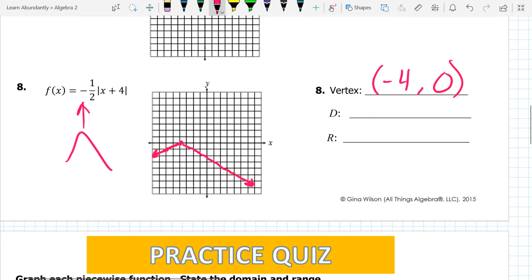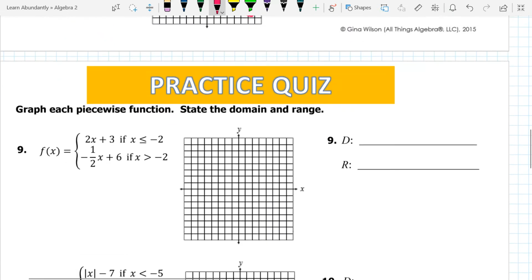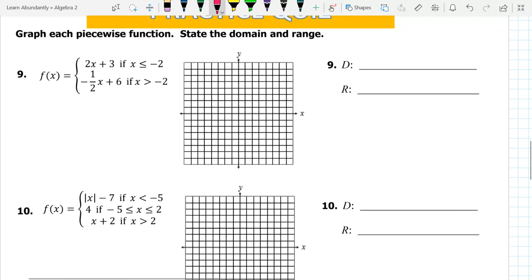All right. And so my domain is, again, all reals. All absolute value functions have all real numbers as a domain. The range is going to be from negative infinity to 0, including 0. I got to put the negative infinity first because I put the negatives first. On the back, we have piecewise functions.